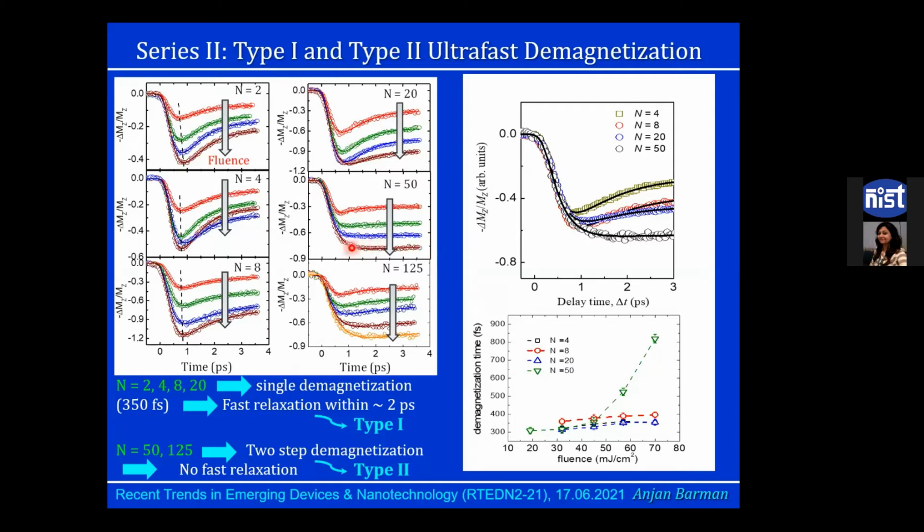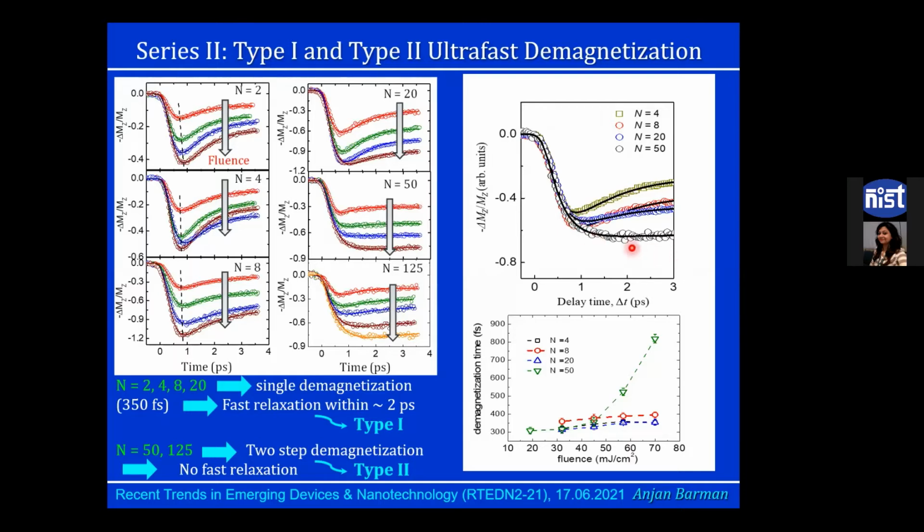So this is called the type 2 demagnetization. In addition to the type 1, there is a type 2 demagnetization. And the same trend is observed in n equals 125 also. So if we now plot them for the same fluence in the same plot, then you can see that from n equals 4 to n equals 50, for example, it goes from a single step demagnetization to a 2-step demagnetization.